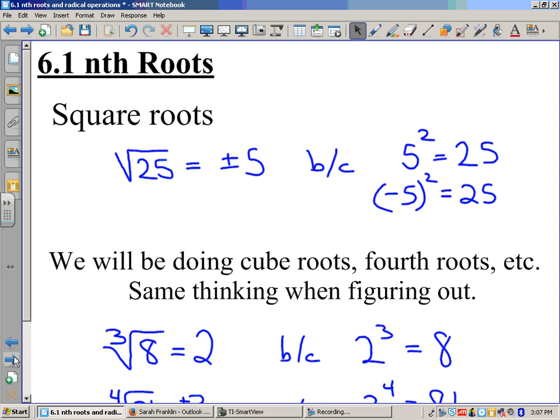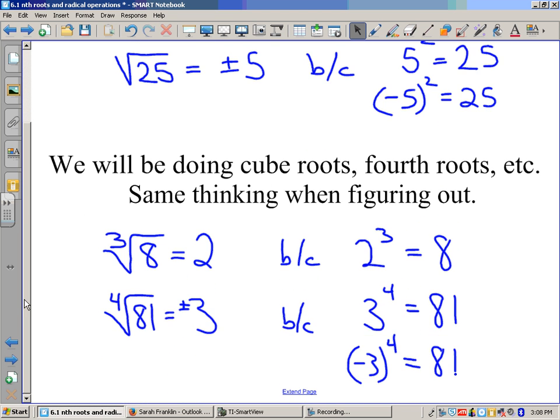So, square roots. The square root of 25 is plus or minus 5. Why? 5 squared, 5 to the second power, 5 times 5 is 25. Negative 5 times negative 5 is 25. You'll be doing cube roots, fourth roots, etc. Same thinking when you're figuring these out.